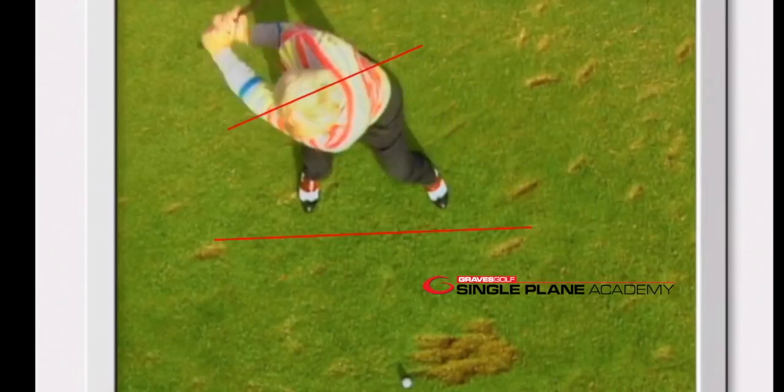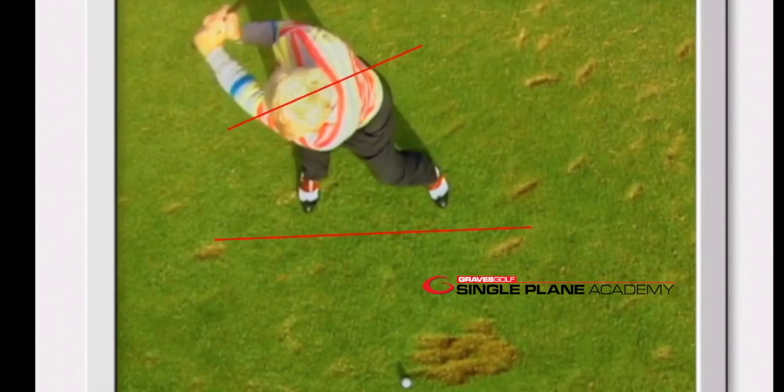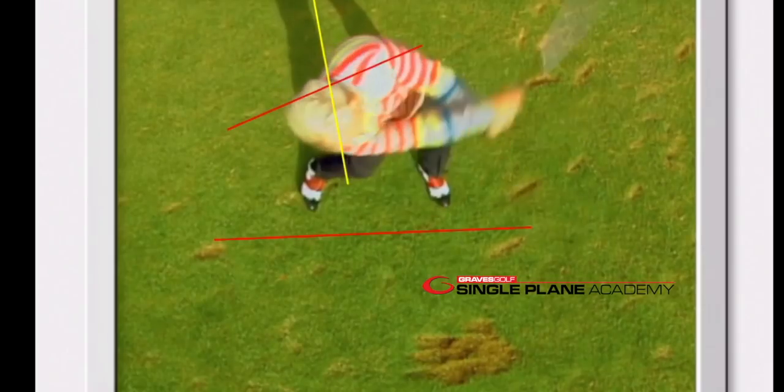So let's do this. Let's go to address, and let's go to the top of the backswing, and we'll do that in yellow. And then we'll go to the finish, and we'll do that in blue.